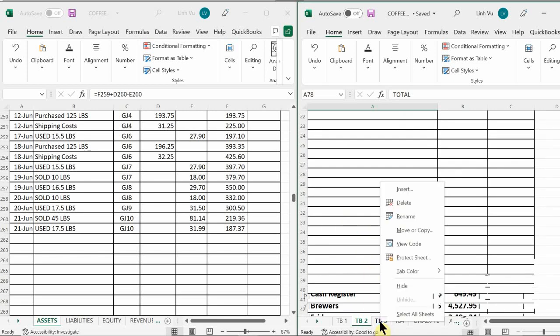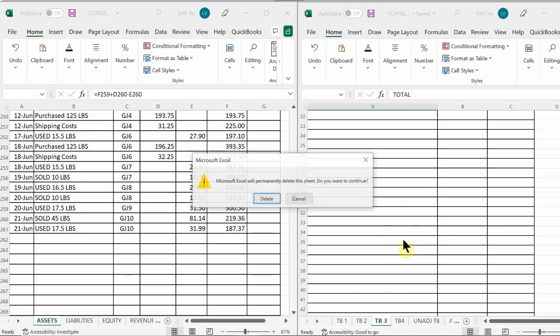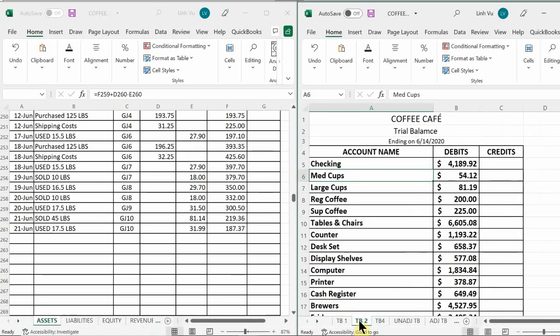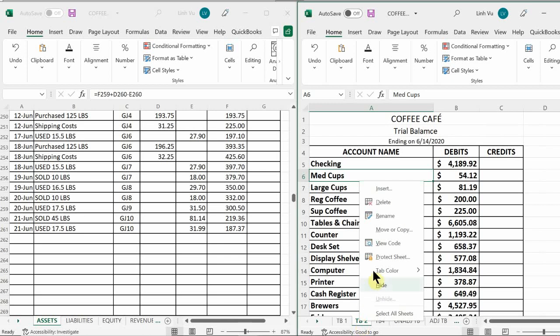I'm going to right-click this, and I'm going to delete it, okay? Because we won't need it anymore. You don't need this one, and I'm going to delete it. So now I only have trial balance 2 and trial balance 4. I'm going to click on trial balance 3, right-click it, and click on move or copy.